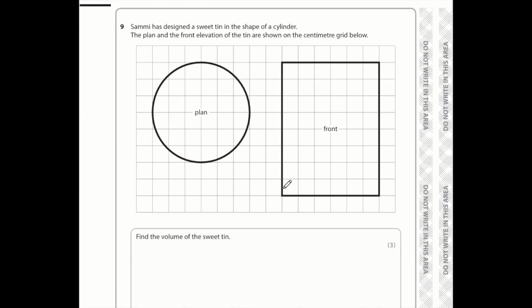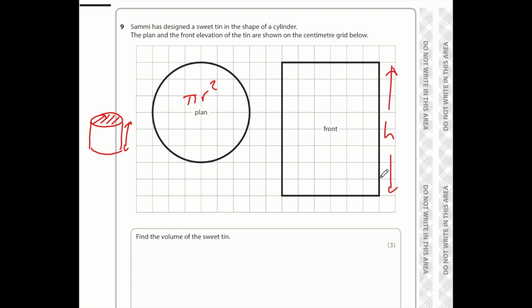Okay, question number 9. So we want to work out the volume of a cylinder. If I just do a quick sketch of a cylinder, it's like any prism, it's the area of its face multiplied by its height, and here the face is a circle. So we want to work out the area of this circle, so pi r squared multiplied by the height of the cylinder, and since this is the front elevation, this is going to be the height here.